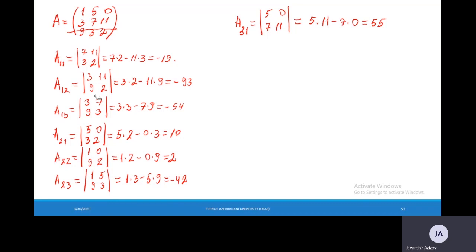We remove the last row and second column. It will be A32, the determinant of 1, 0, 3, 11, which is 1 times 11 minus 0 times 3, which is 11.